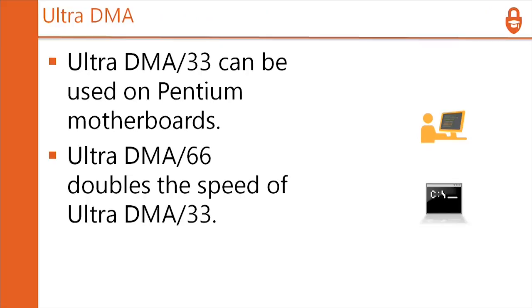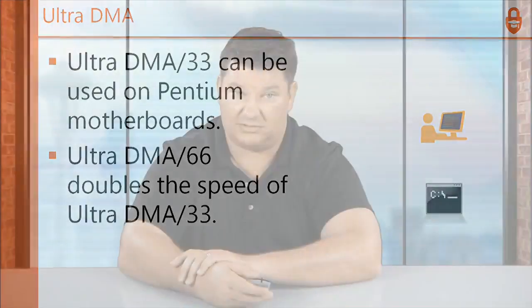Ultra DMA. So we have DMA and we have Ultra DMA. DMA, again, as a reminder, is direct memory access. It's how we get things to memory without going through the CPU. That's a lot of time saved. So if you're transferring a terabyte of data to or from a drive, or loading a gigabyte file, you want to put it directly in memory. You don't want to have to go through the processor. It's a lot faster. It can be used on Pentium motherboards and up, right? Ultra DMA 66 doubles the speed of Ultra DMA 33.